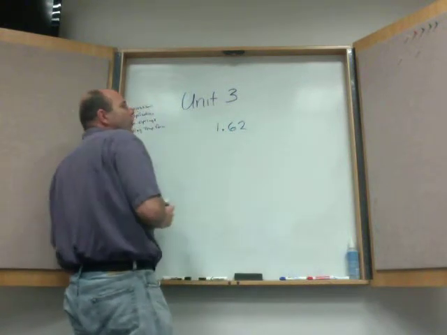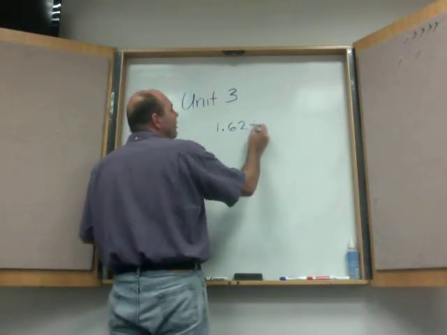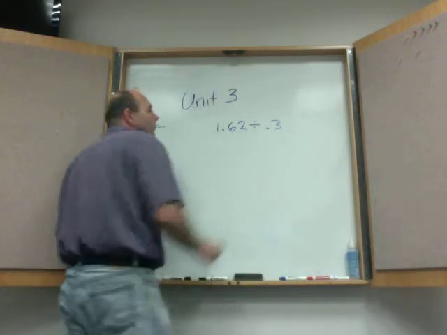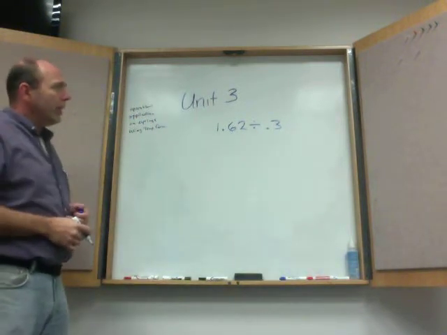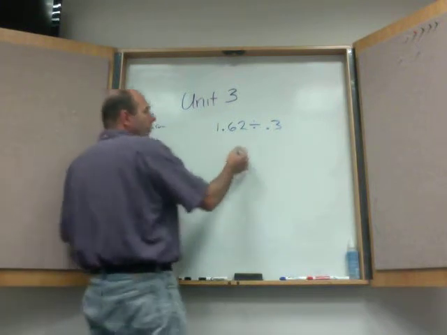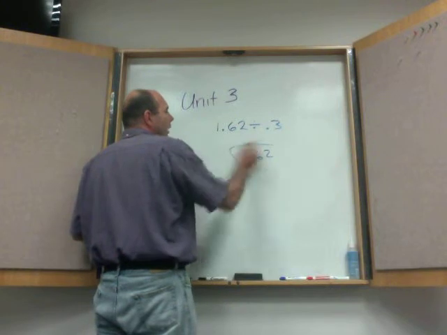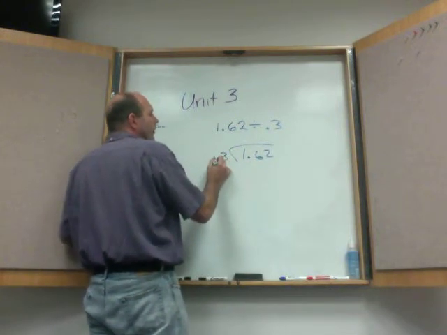101 and 62 hundredths, and we're going to divide this by 3/10. Okay, so I'm going to rewrite it so that I can use it. 1 and 62 hundredths divided by 3/10.